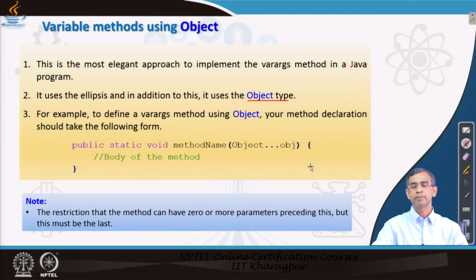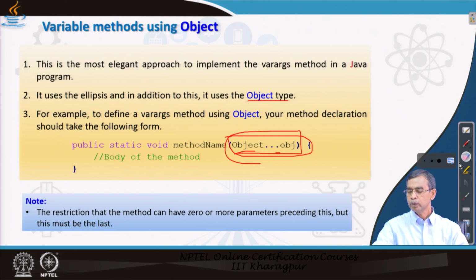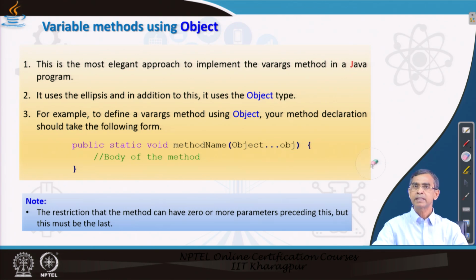This concept is followed here. Using the object type we can declare, together with the ellipsis, that any type of values and any number of parameters can be passed to it. So, using this object definition we can pass any number of values, any number of arguments. This concept can again be illustrated with a simple example.